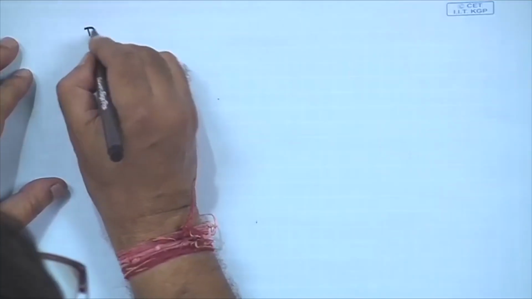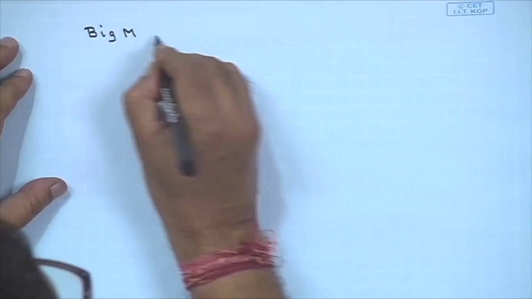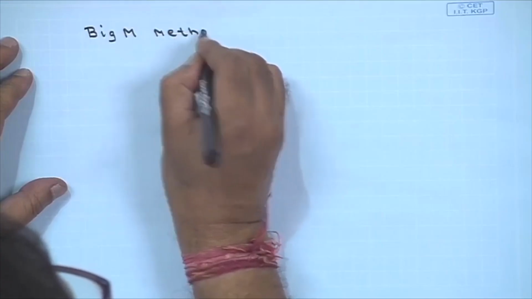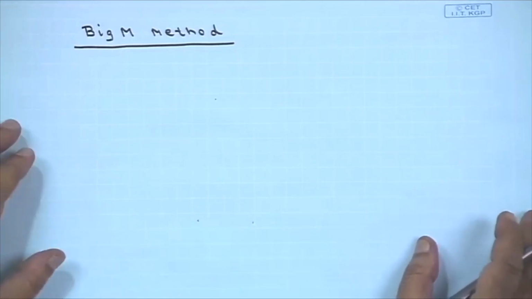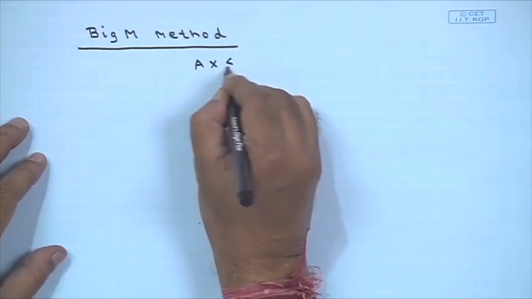Now, let us go to the next topic, that is the other one which we call the big M method. The first one which we have done is the simplex method. Now, we are going for the big M method. If you remember, whatever we are doing in the solution of the problem, your constraint takes the form a x less than equals b.